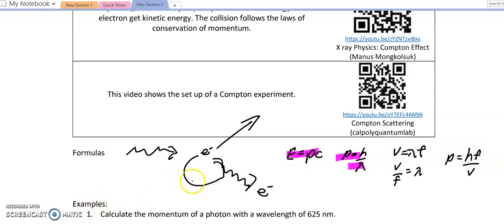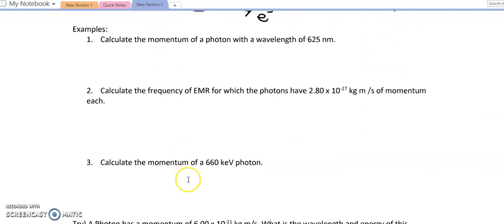So those are formulas. Let's take a look at a couple of examples. All right, so taking a look here, calculate the momentum of a photon with the wavelength 625 nanometers. So P is equal to h over lambda again. We're looking for the momentum. H, now we're going to use 6.63 times 10 to the negative 34 joule seconds.